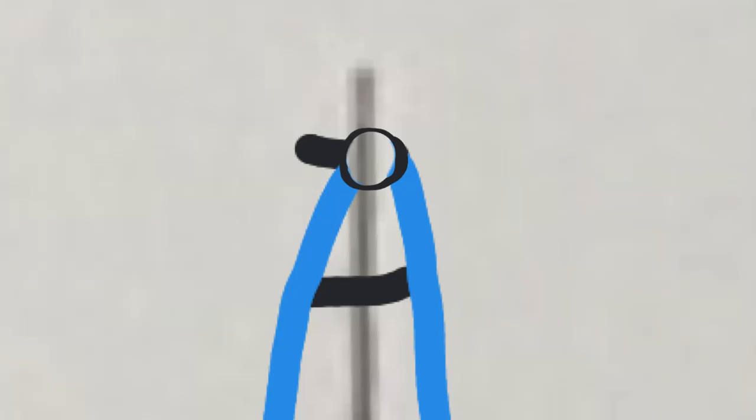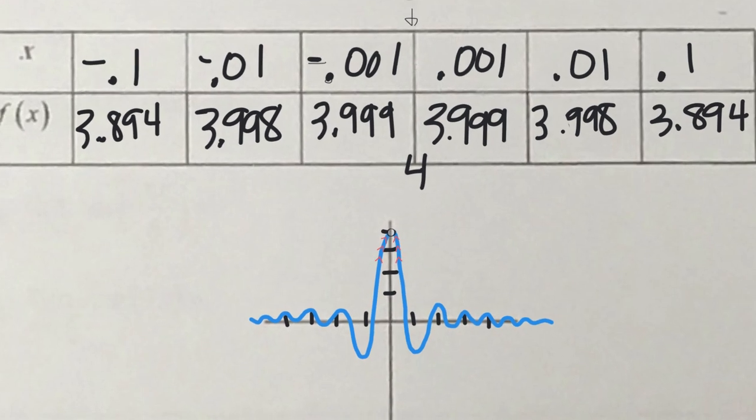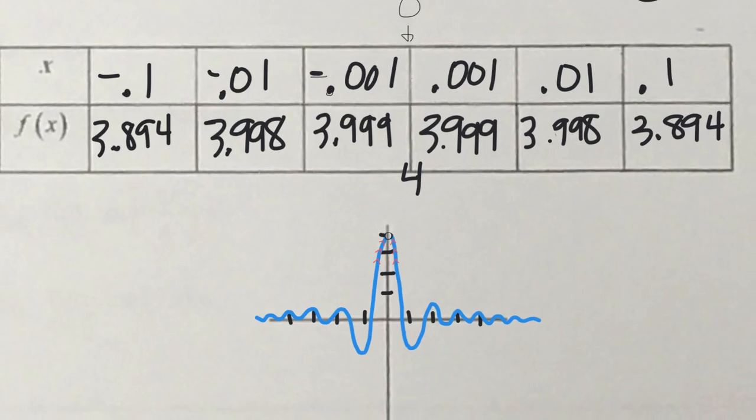But from the left side and the right side, the graph is approaching the y value of 4, which means the limit at 0 is 4. Even though there's not a y value there, the graph is approaching that positive 4, so that's going to be the limit of that graph. So the limit in graphical speak is the y value that the left side and the right side of the graph are approaching for that given value of x.